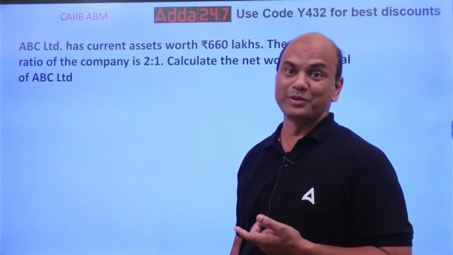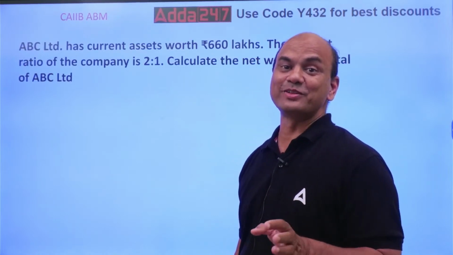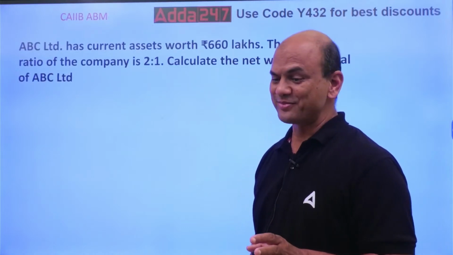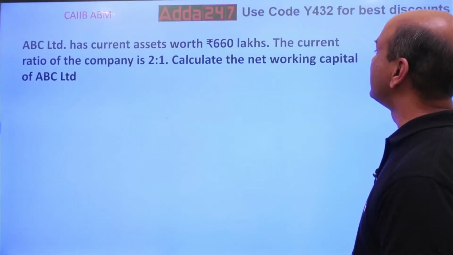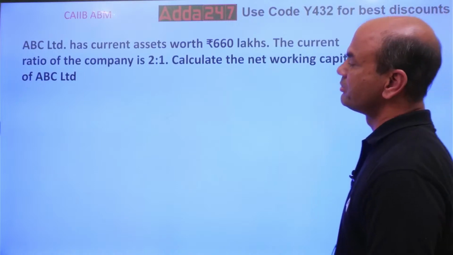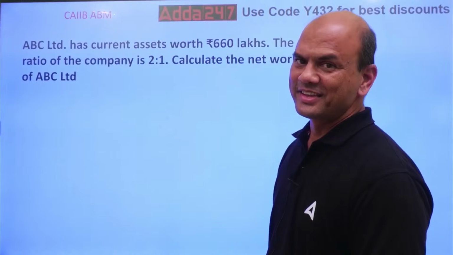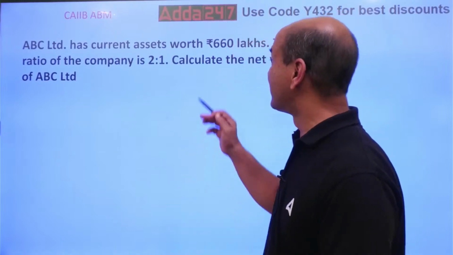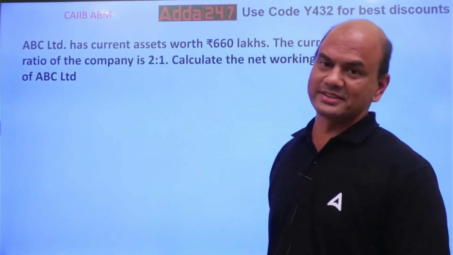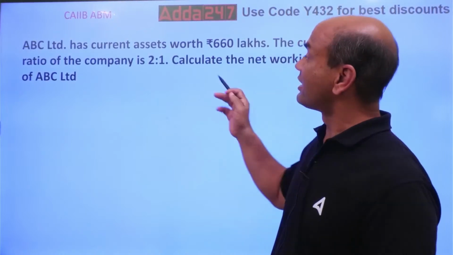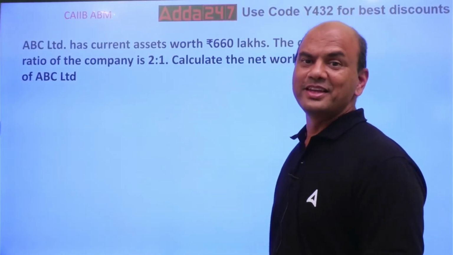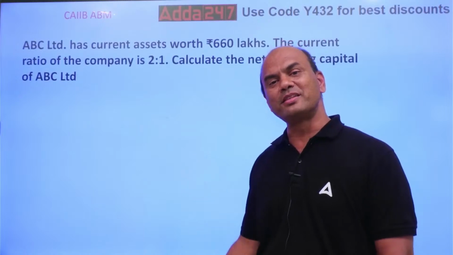As I told you, numericals. So let's start with the first numerical. Calculate the net working capital of ABC Limited. See here, what is given? Current assets is given 660 lakhs. Current ratio is given 2:1. Calculate the net working capital.